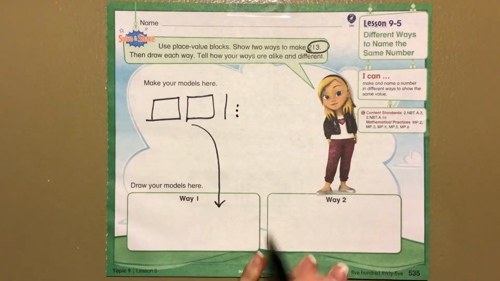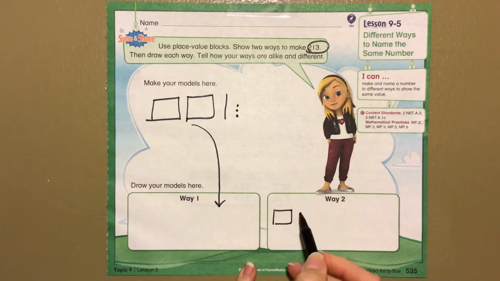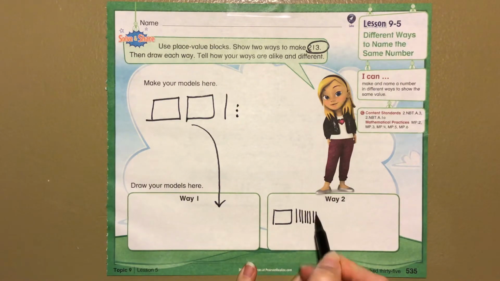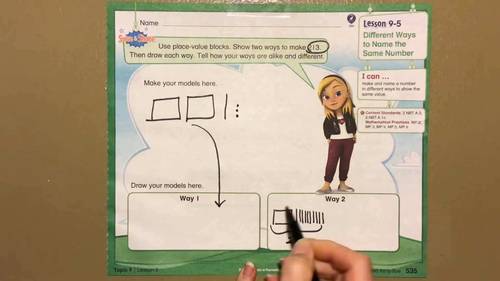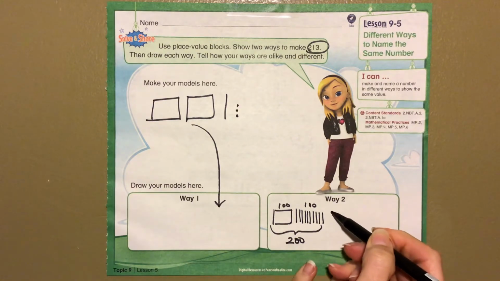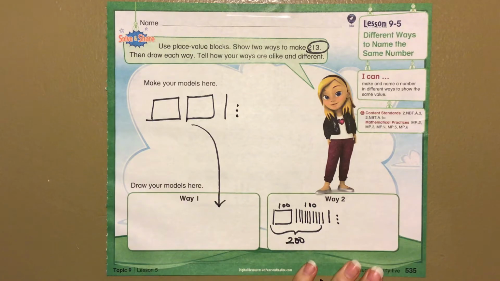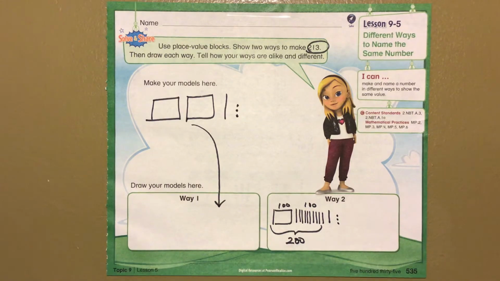Or my other way I could do it, let's see, I could do 100 and then I can do 10 more 10 sticks to do another group of 100, right? 1, 2, 3, 4, 5, 6, 7, 8, 9, 10. Now this together equals 200, right? Because this is 100 and this is 100. But I still need to do 13. So I could do another 10 stick and 3 ones. Okay, so that still equals 213.